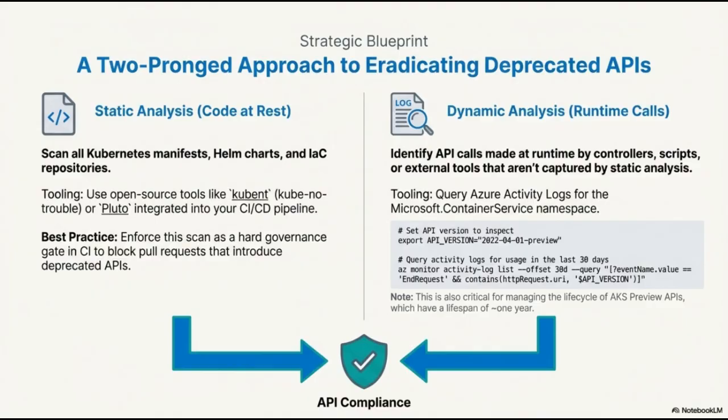We recommend querying Azure activity logs within the Microsoft.ContainerService namespace to track live usage. As shown in the code snippet, you can target specific API versions to see if they are still active. This is especially vital for managing AKS preview APIs, which typically have a short 1-year lifespan. By combining these 2 methods, we achieve comprehensive coverage and ensure total API compliance across our infrastructure.